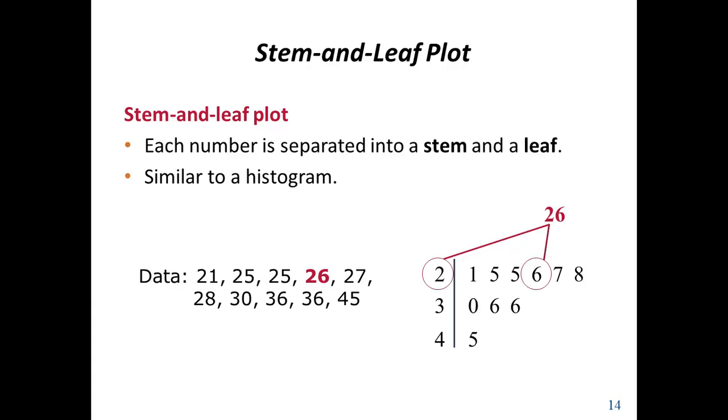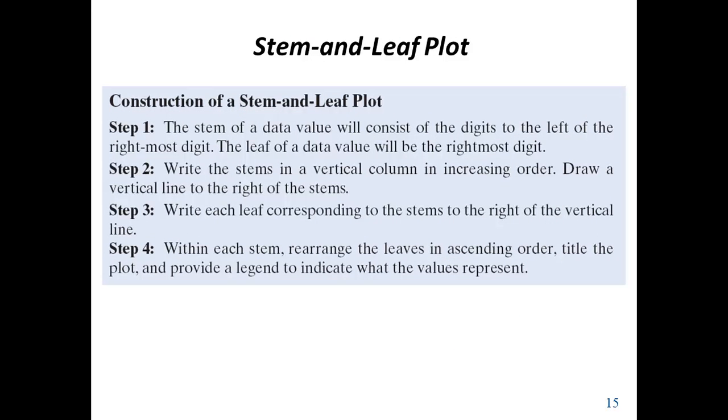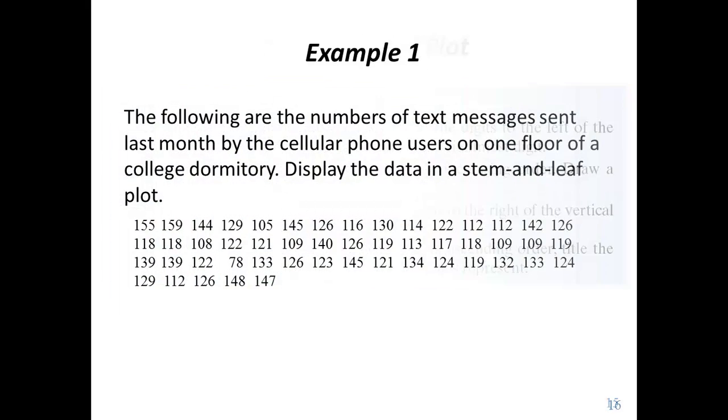Stem and leaf. The stem and leaf is very similar to the histogram. Every number has to be separated into a stem and a leaf. The first digit is the stem, the second digit is the leaf. As you can see, you have to draw a vertical line, and then you continue from there. Don't forget that the leaves have to be in order from the smallest to the largest. And these are the steps to create a stem and leaf.